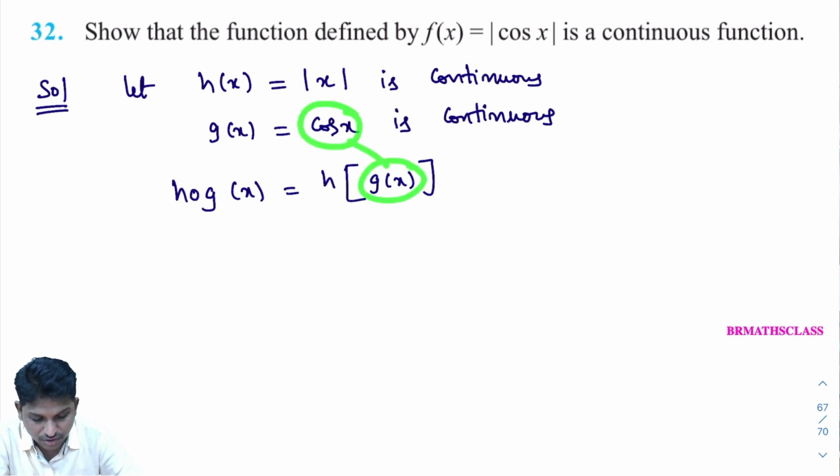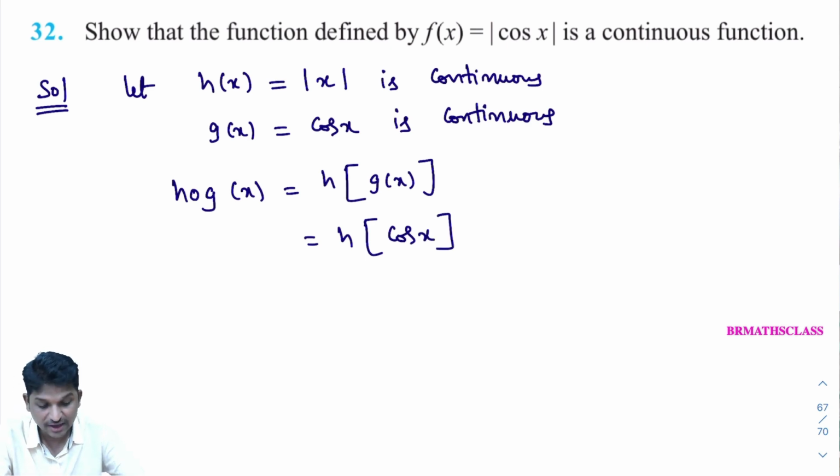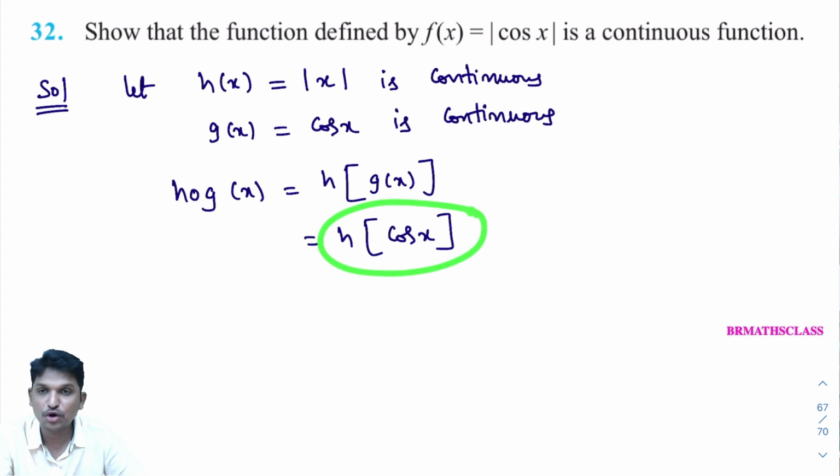Now look here, g of x is there. What is g of x? G of x is cos x. So in place of g of x, I'll write cos x. That equals h of, what is g of x? G of x is cos x. I hope you understand this. Now I need to calculate h of cos x.